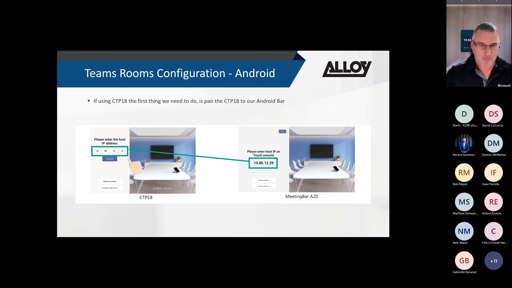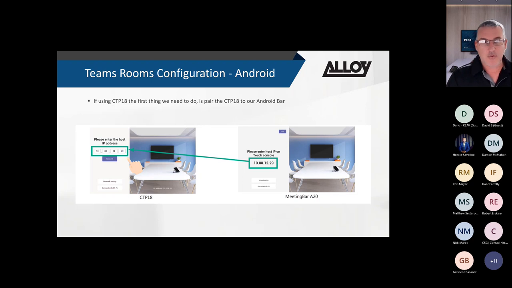do once we've connected both devices to our corporate network, on the CTP18, we're going to be prompted to enter the IP address of our A10, 20, or 30 device. Now, the IP address that the A10, 20, or 30 has will be displayed on the screen. So we enter that IP address into the CTP18, and then we let it connect. Once it's connected, we can then run through the initial configuration of the A20 via the CTP18.